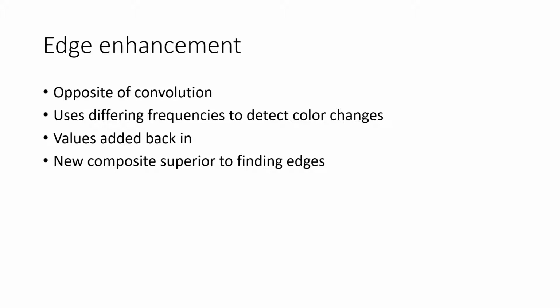Edge enhancement. Sorry for that pause there. It's the opposite of convolution. In convolution, we're smoothing things out. With edge enhancement, we're looking for places where there are dramatic, quick, and abrupt changes, and we're doing things to make those quick and abrupt changes more obvious. And that's basically all it is.